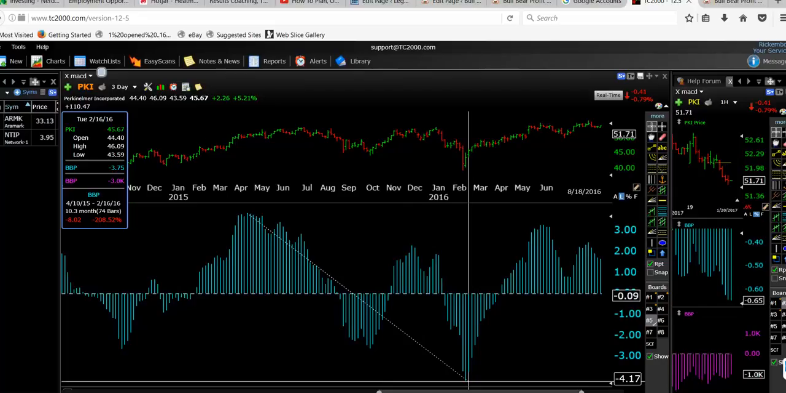Wait, isn't the close the top? Yeah, exactly. The close is a little bit different than on the free one. That's how come I was giving you some wrong numbers the other day, because the close is at the bottom on the free one. On the paid one, it's at the top. Yeah, so it's a little bit different.